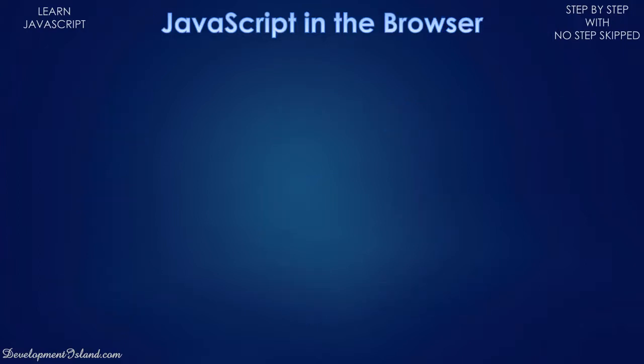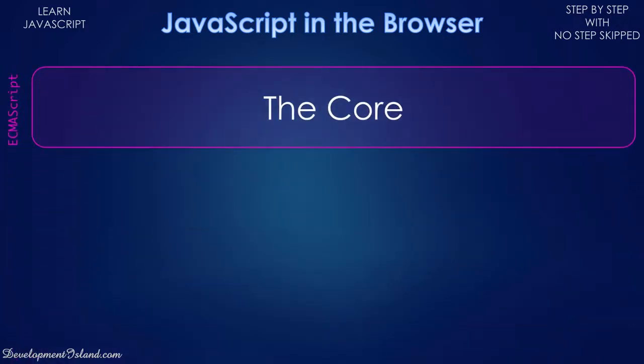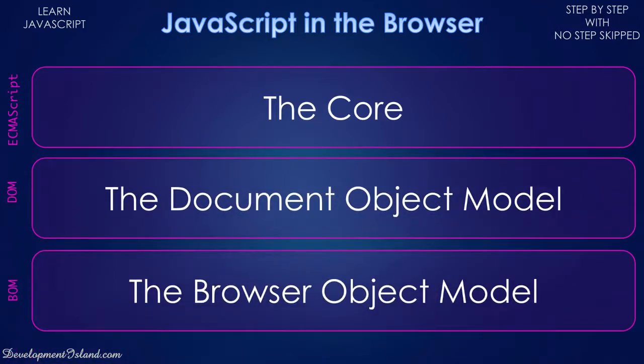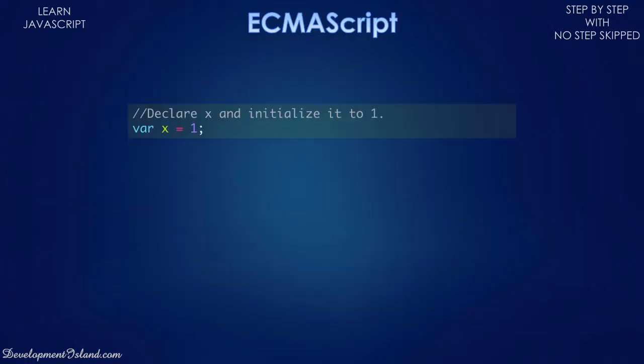Now, if you work with JavaScript in the browser, you will need to learn a few concepts. So let's go through them one by one. ECMAScript, the document objects model, and the browser objects model. So let's start with ECMAScript. ECMAScript is a standard for JavaScript. It comes with a specification of JavaScript features and how developers should implement them. So let's look at one example.